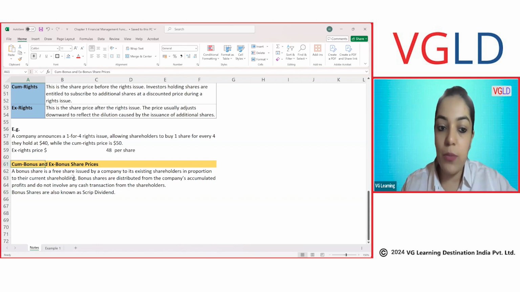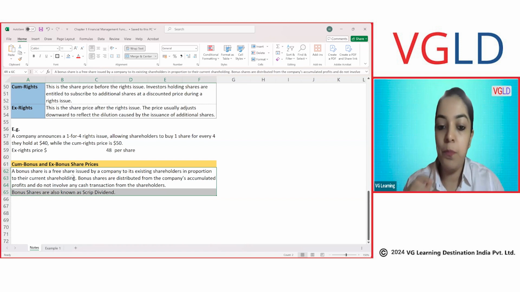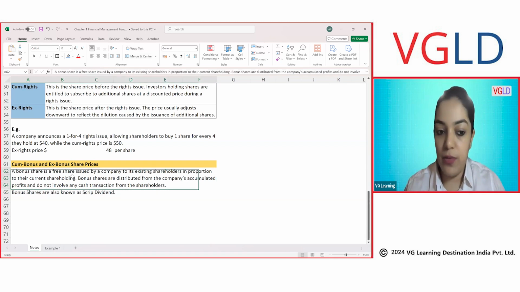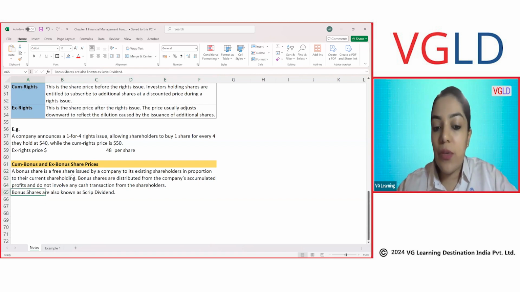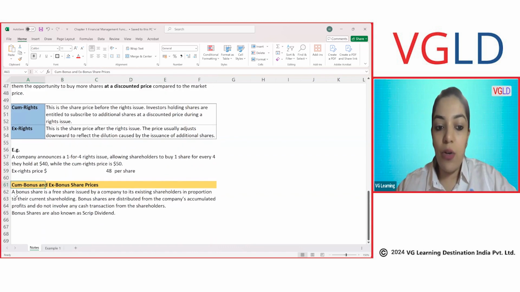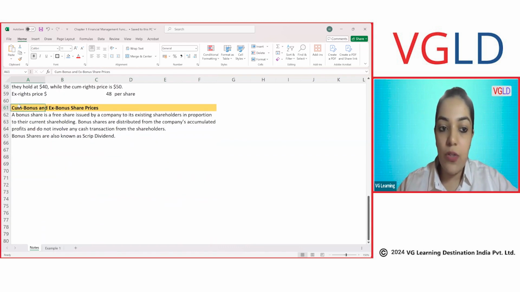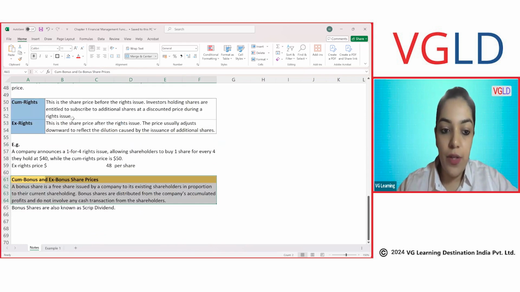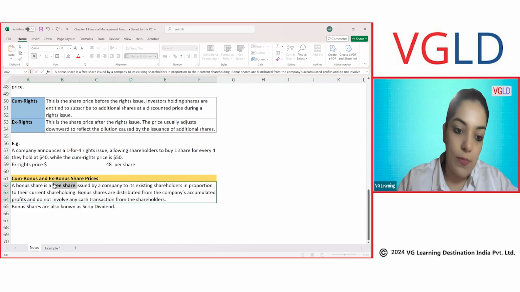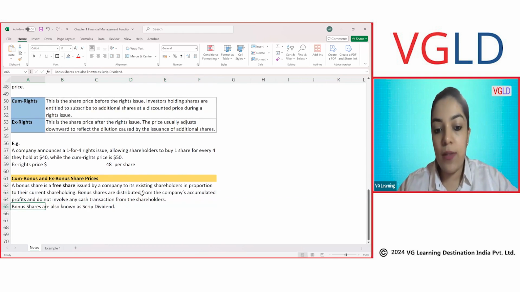Is it okay? Are you able to follow me? So a bonus share is a free share issued by the company to its existing shareholders in proportion to their current shareholding. Bonus shares are distributed from the company's accumulated profits and do not involve any cash transaction from the shareholders. They are also known as scrip dividend. I hope this is clear. Everyone, please confirm the explanation of bonus shares. It is a free share issued by a company to its existing shareholders.